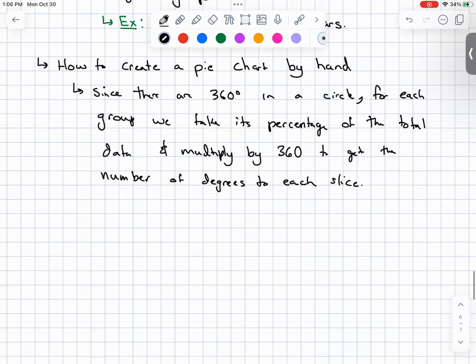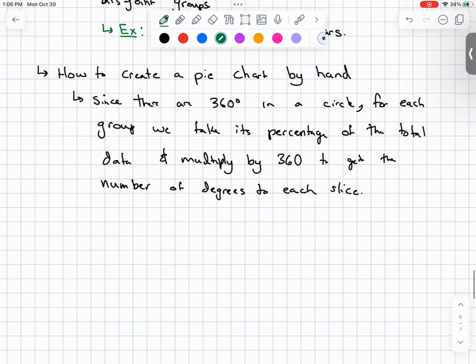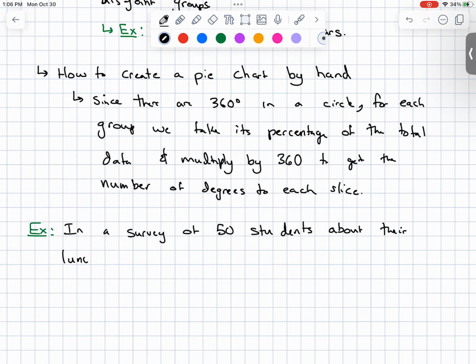But as an example of how to create it. In a survey of 50 students about their lunch sources, ten students brought lunch from home.